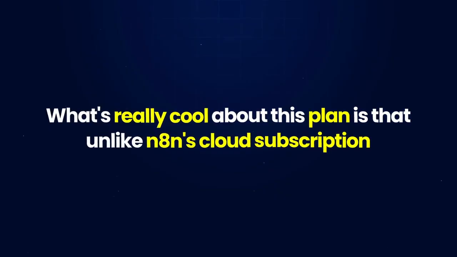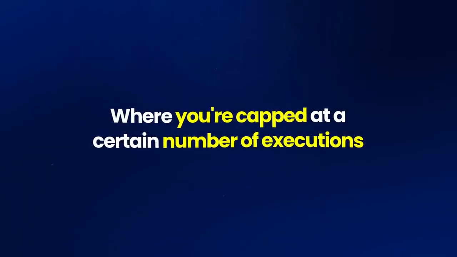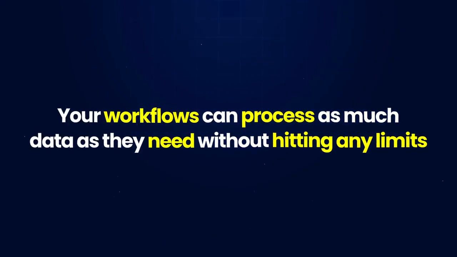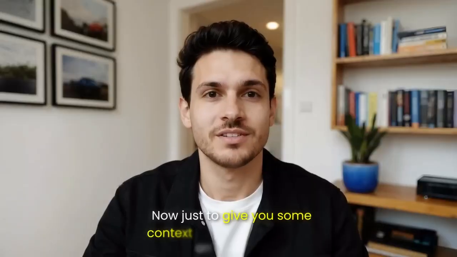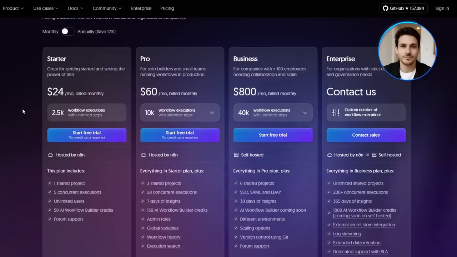What's really cool about this plan is that unlike n8n's cloud subscription, where you're capped at a certain number of executions, here you get an unlimited number. Your workflows can process as much data as they need without hitting any limits. Now, just to give you some context on why this matters, n8n's cloud pricing starts at $24 per month for their starter plan, which only gives you 2,500 workflow executions. Their pro plan jumps to $60 monthly. And if you're running a business with serious automation needs, you're looking at even higher costs.